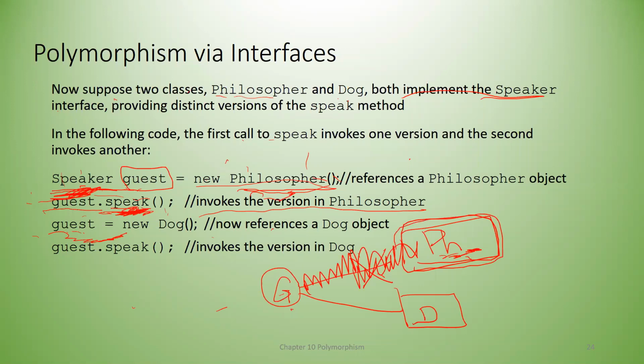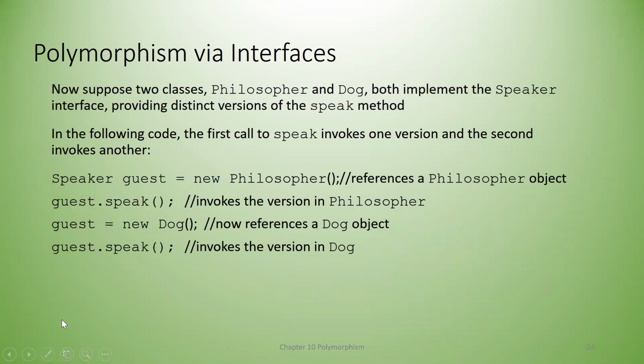And then it will be garbage collected by the garbage collection, of course. So philosopher goes to garbage, and dog takes over. So now guest is pointing to the dog object. And then when it says speak, it will bark, right? It will call the speak method of the dog version. So that's what this is. Any questions?